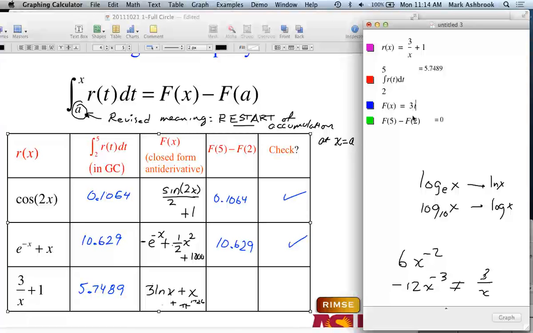We got 3 ln x plus pi raised to the 1726. It didn't like that, so we'll just go with 1726. And we're good. 5.7489. Anybody have a question?